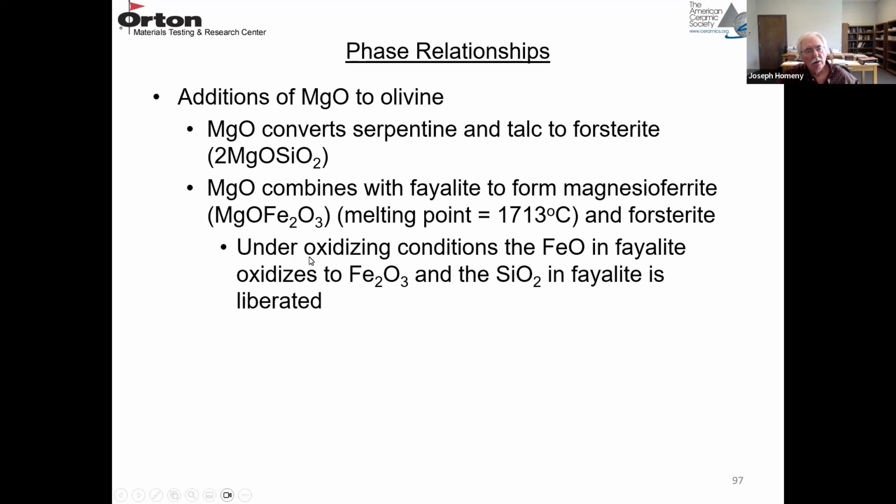So also under oxidizing conditions, the FeO is oxidized to Fe2O3. That was the FeO in phthalate. It becomes Fe2O3 under oxidizing conditions. And then the SiO2 is liberated. So the MgO can react with Fe2O3 to form magnesioferrite, and also it can react with the silica to form the phosphorite. So you have to add MgO to olivine.